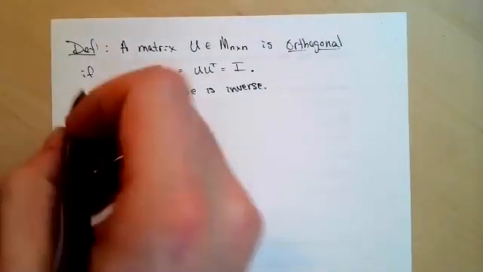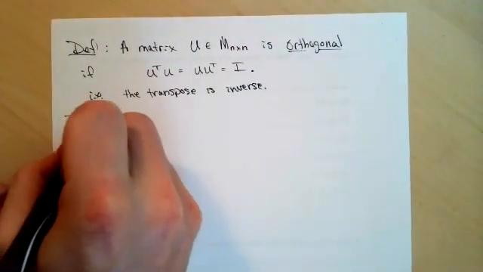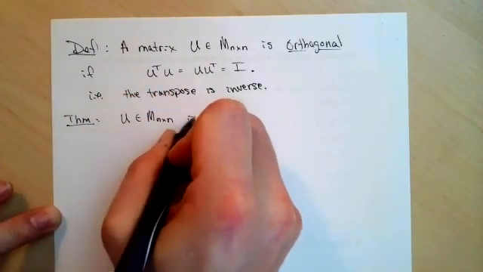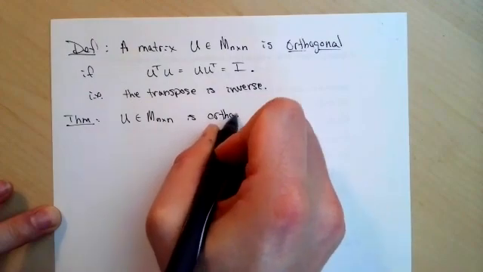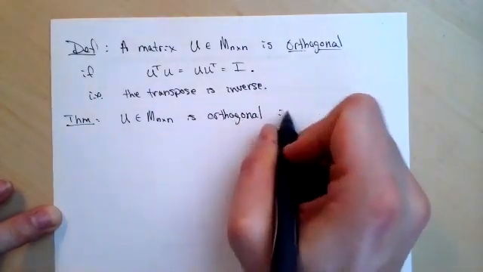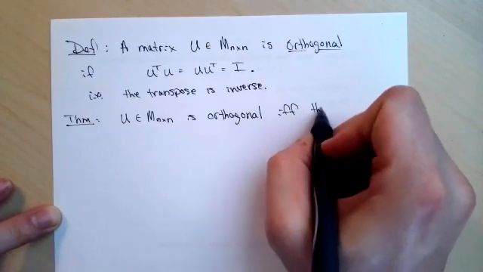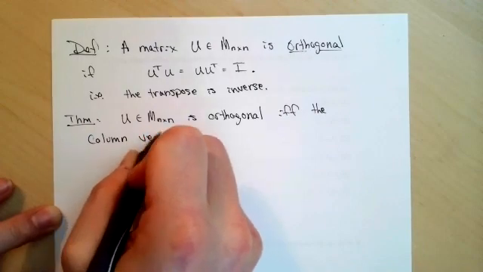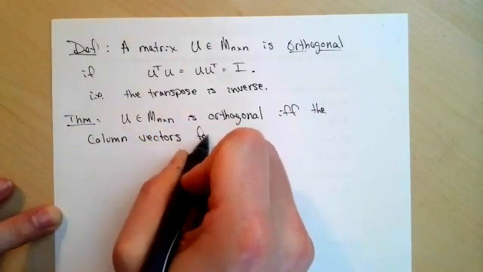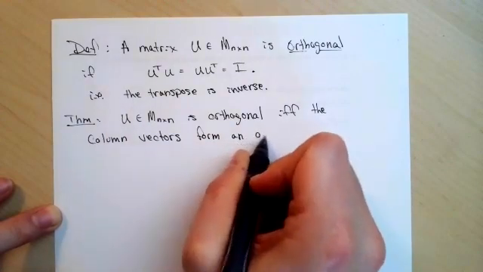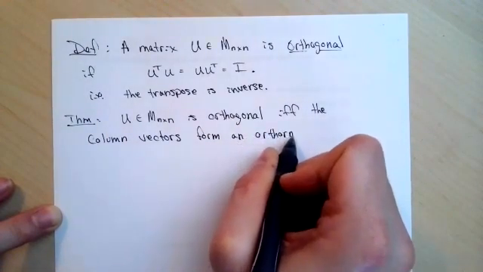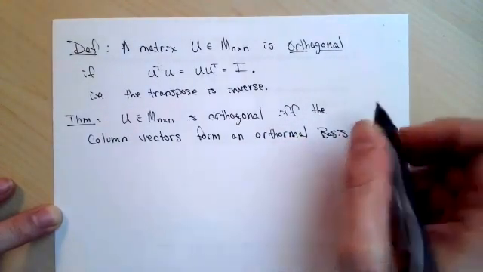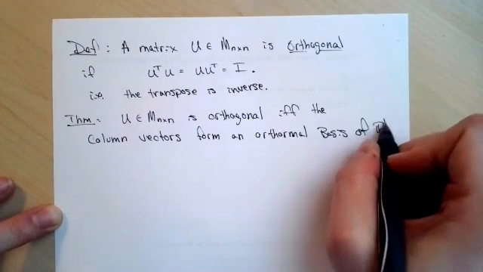But another way of defining it, which kind of comes as a theorem, is that a matrix is orthogonal if and only if the column vectors form an orthonormal basis of Rn.